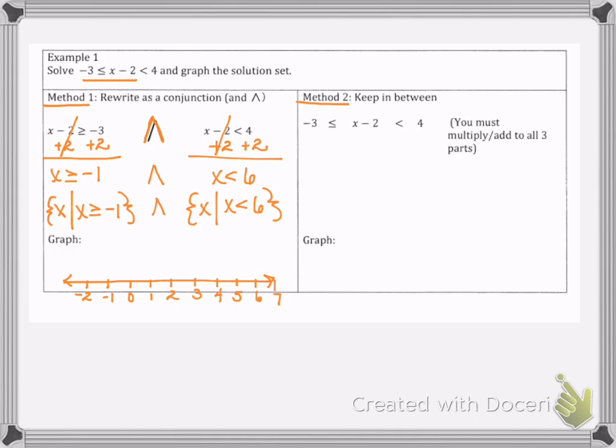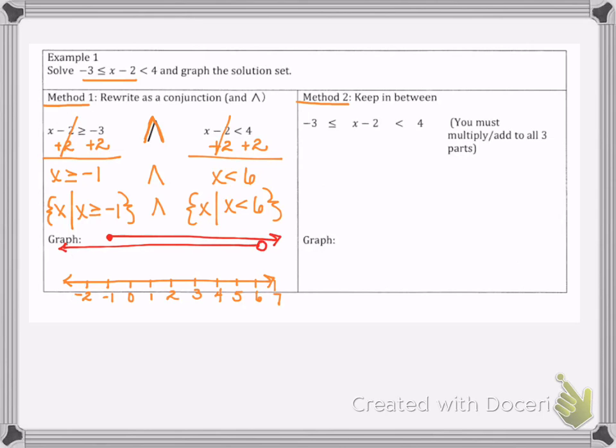So let's take a look at the graph of the first solution set. X is greater than or equal to negative 1. That means that I'm going to have a closed dot at negative 1, and I'm going to shade to the right. And I'm doing it way above my number line because we're going to have a final solution here. And then my second graph, I'm looking at x is less than 6. I want an open circle at 6, shading to the left.